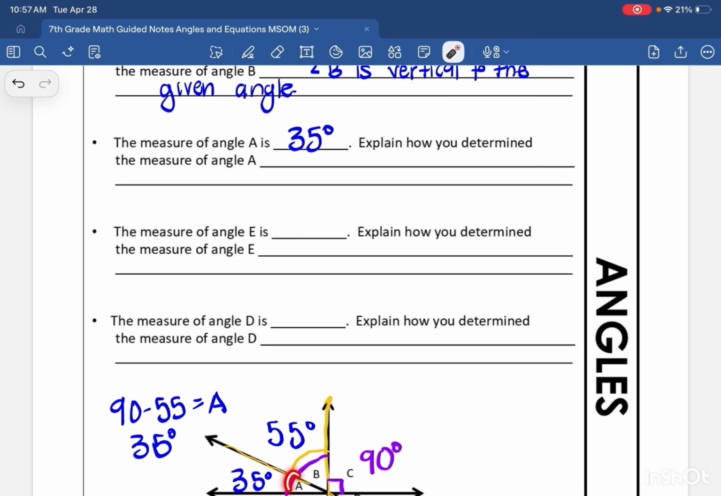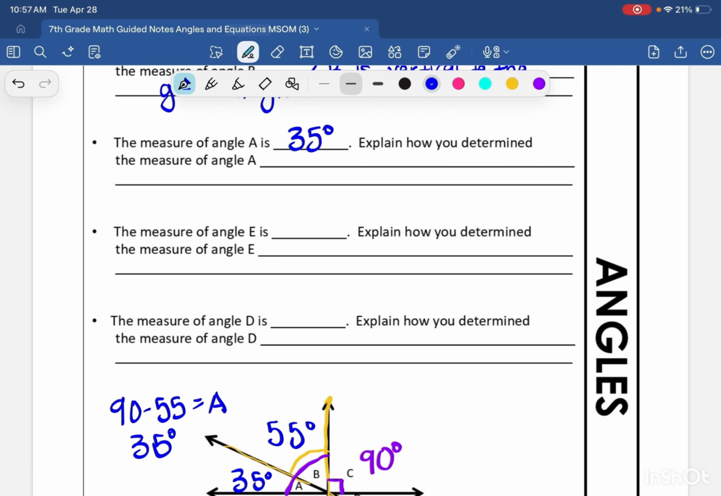Because it's complementary to angle B, right? They must equal 90 if I sum them. So I'm going to say angle A is complementary to angle B.